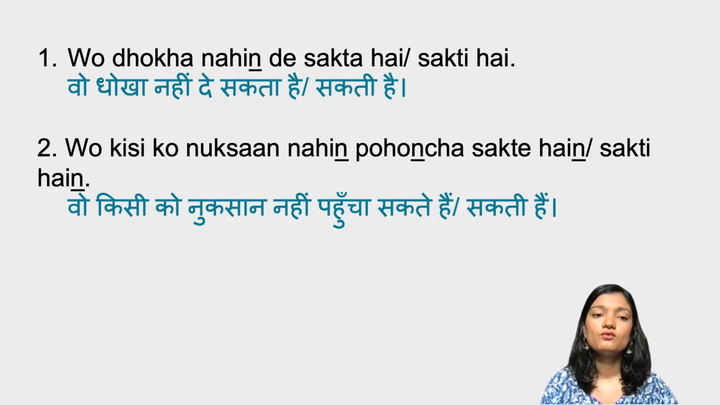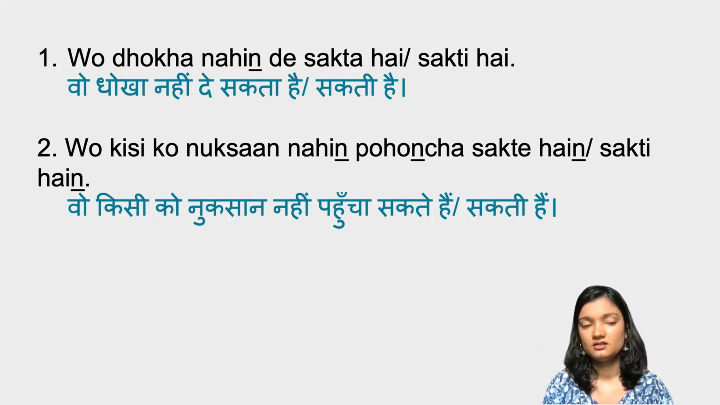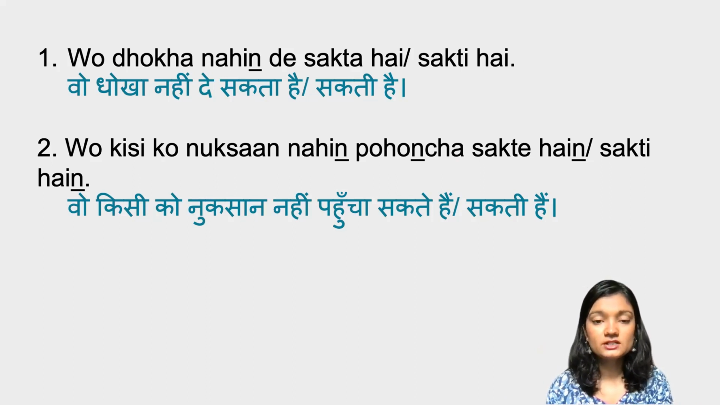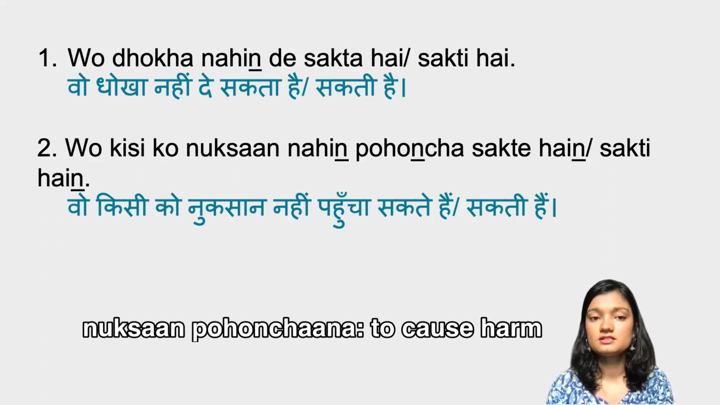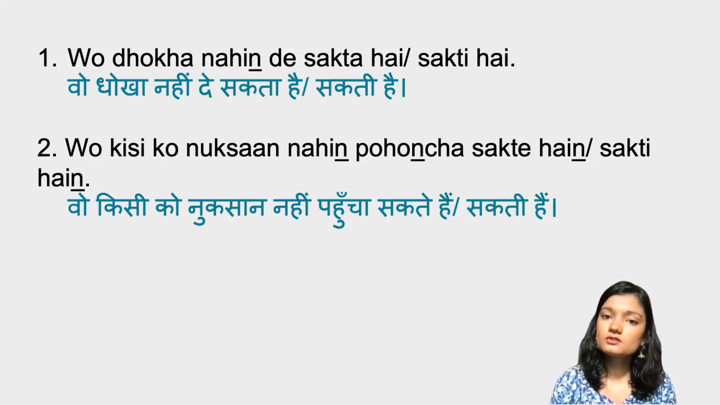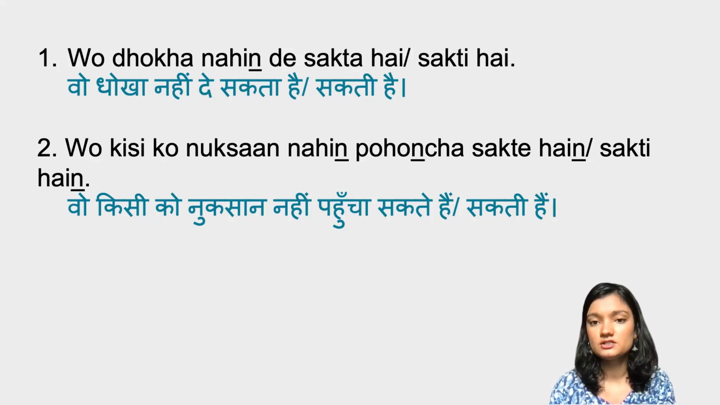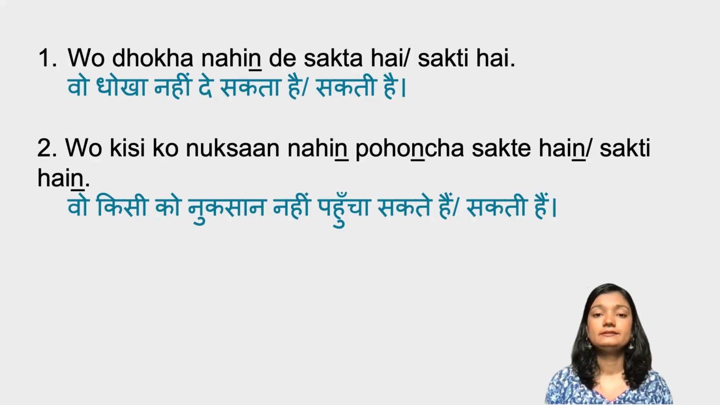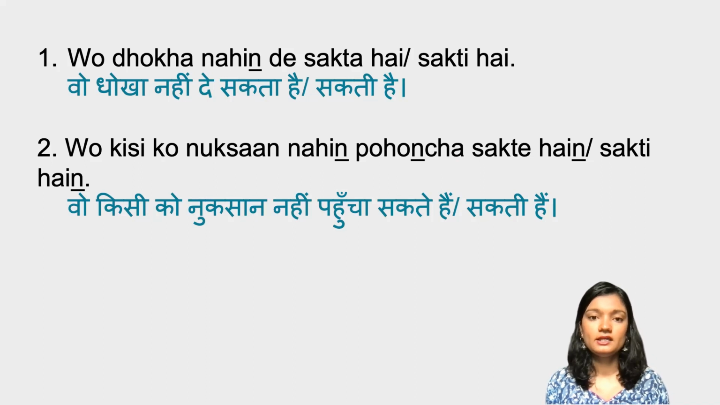Second sentence says, वो किसी को नुकसान नहीं पहुंचा सकते हैं और सकती हैं. Here वो means they. Complete verb mentioned in this sentence is नुकसान पहुंचाना. नुकसान is harm. नुकसान पहुंचाना is to inflict harm upon somebody. नुकसान नहीं पहुंचाना, to not inflict harm upon somebody. And the phrase किसी को means anybody. So the whole sentence once again means that they cannot harm anybody. So here also you vouch for somebody's character, you talk about somebody's character trait, saying that he, she, or they are this kind of a person.